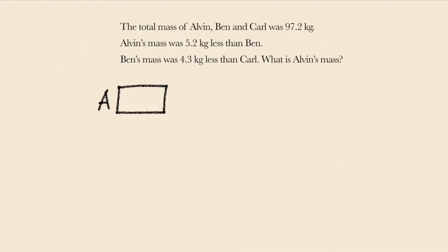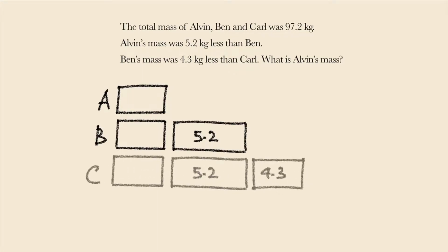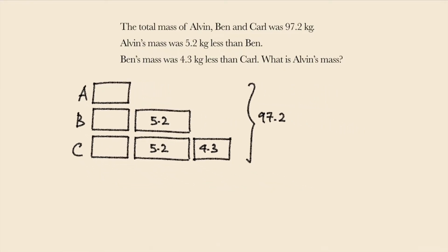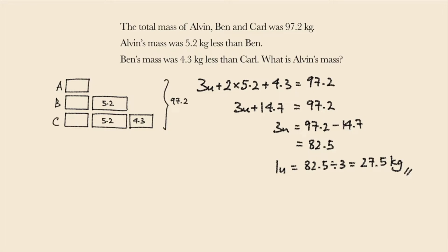Well, A was 5.2 less than B, which also means B is 5.2 heavier. Now, B was less than C, so that's C being 4.3 heavier. Total is 97.2. That means we can form an equation. So that's 2 5.2s and a 4.3 and 3 units. So do the multiplication and addition, subtraction, followed by finding 1 unit. And because we're asking for Alvin's mass, we're interested in 1 unit, and the answer is 27.5.